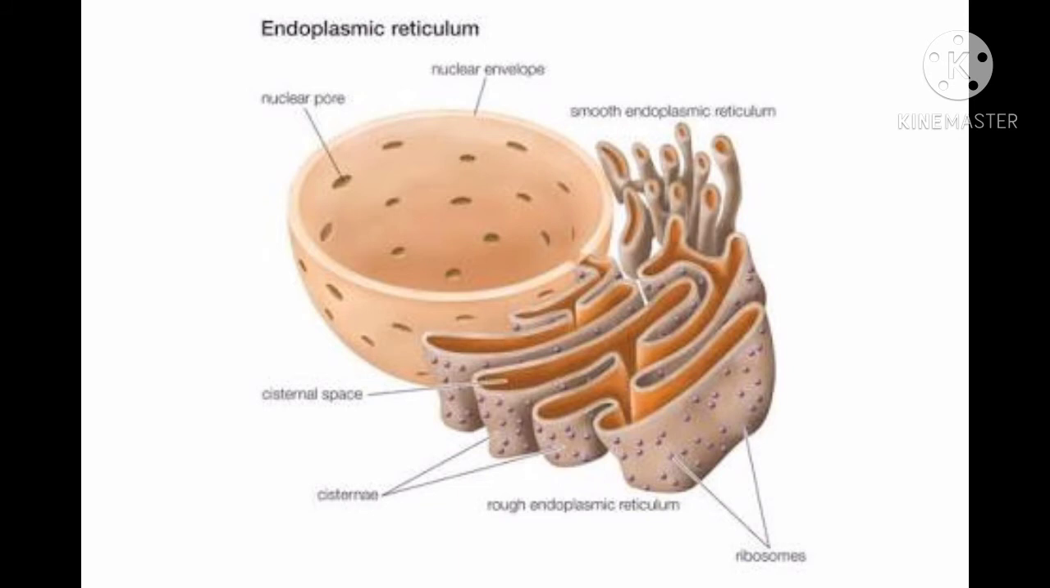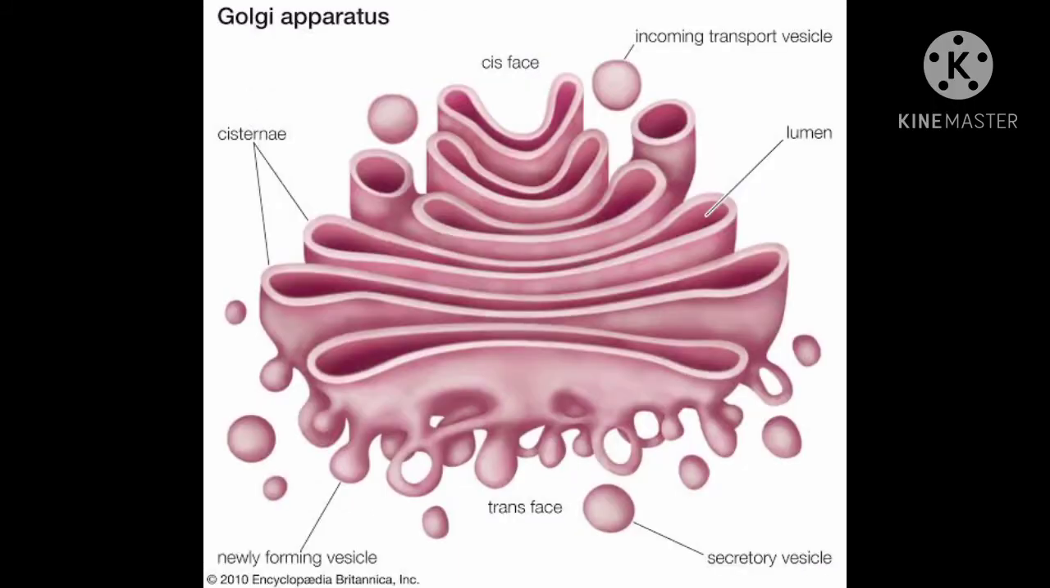Next is endoplasmic reticulum. Endoplasmic reticulum forms the supporting framework of the cell and also helps in transportation of materials from one part of the cell to the other. Next is Golgi apparatus. Golgi apparatus collects and distributes substances made in the cell. They secrete enzymes, hormones, etc.